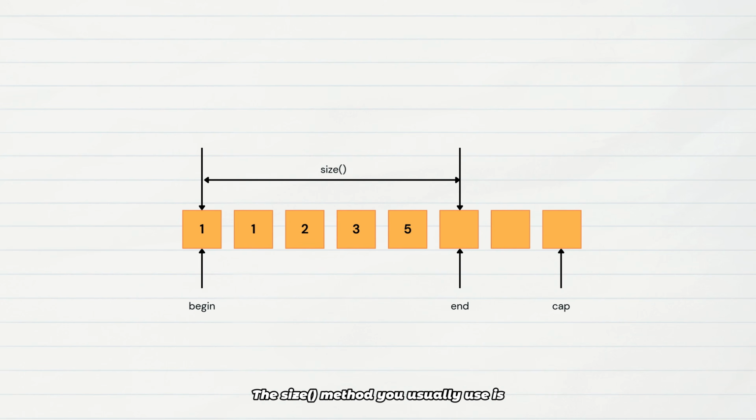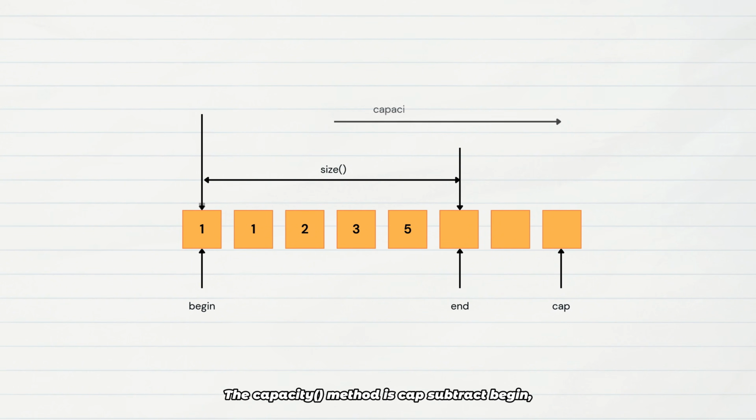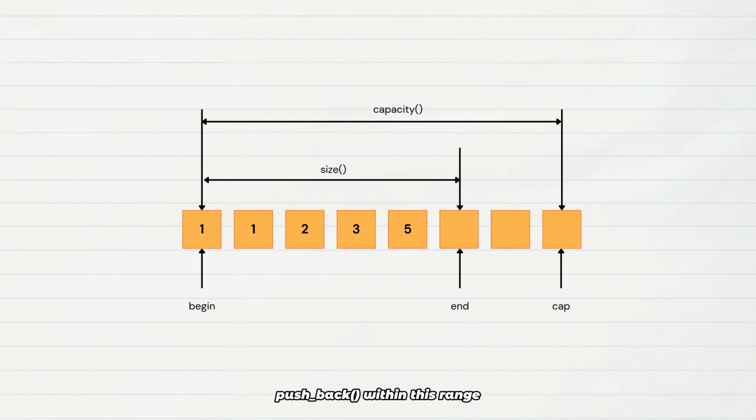The size method you usually use is implemented as end subtract begin at the bottom layer, calculating the number of currently stored elements. The capacity method is cap subtract begin, calculating the maximum number of elements the current vector can hold. Pushback within this range does not require expansion.